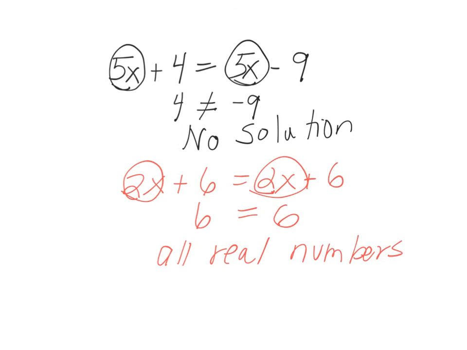Anytime that the variables are different on the right side or the left side of the equation, we're going to have to continue on and actually get that numerical answer, whether it's x equals 0 or something else.